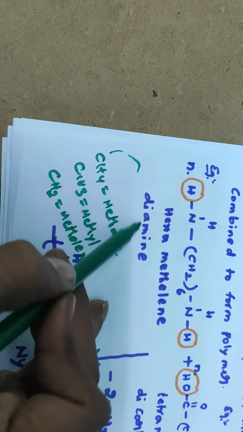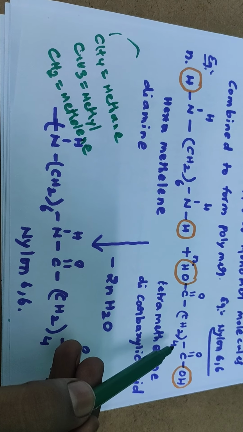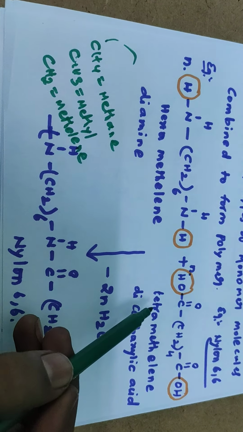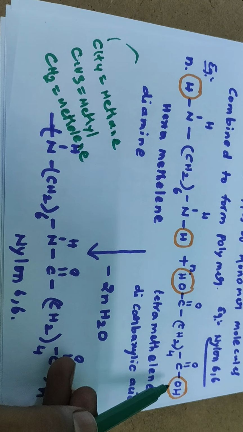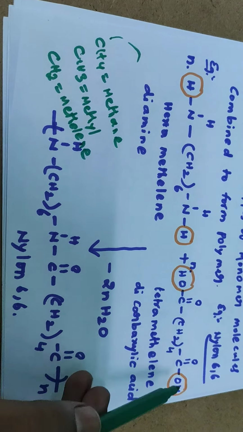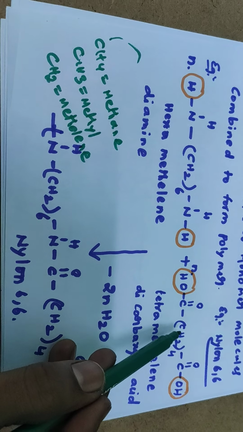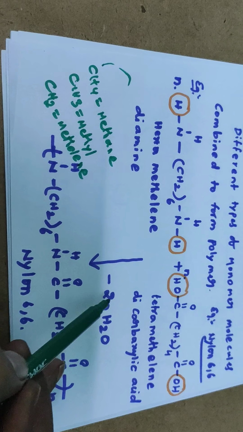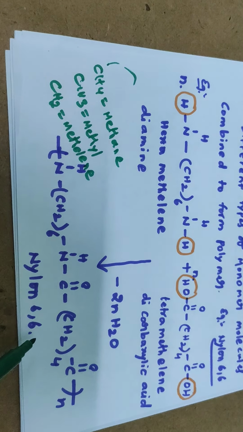Similarly, another compound: CH2, which we already know is called methylene. How many methylene groups? 4 methylene groups, tetramethylene, 4 indicates tetra. C double bond OH group is called a carboxylic group. How many carboxylic groups? 2 carboxylic groups, that's why it is named a dicarboxylic acid. Tetramethylene dicarboxylic acid. These two are combined to form nylon 6,6.